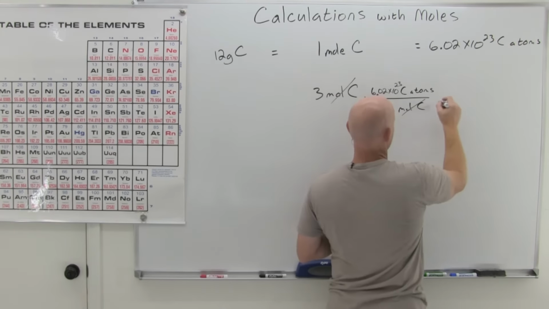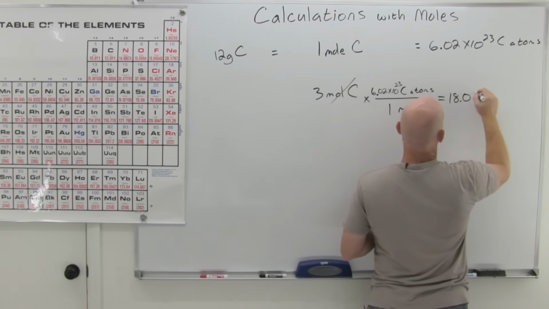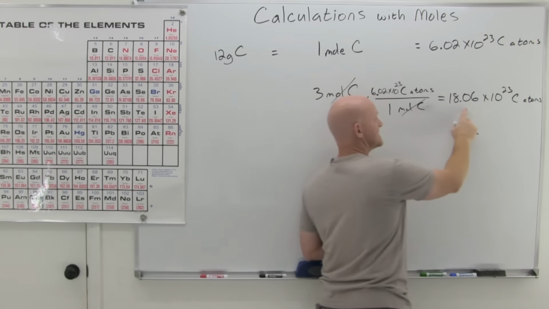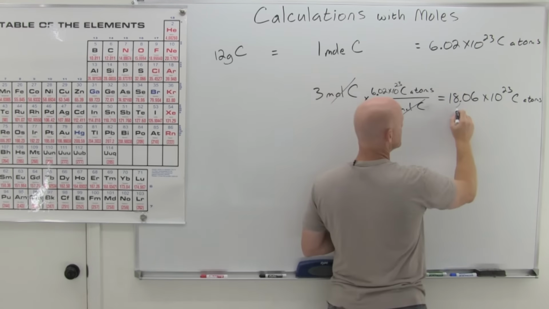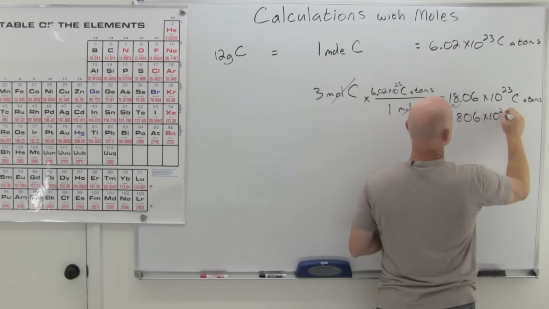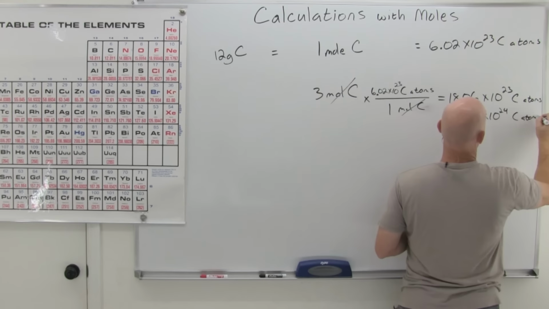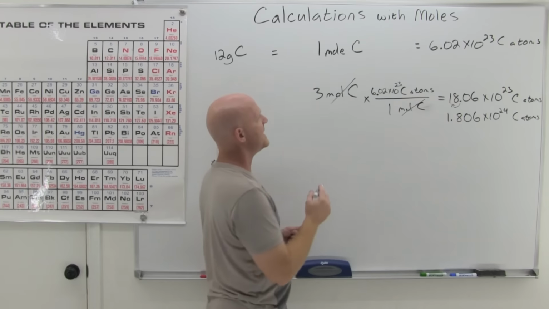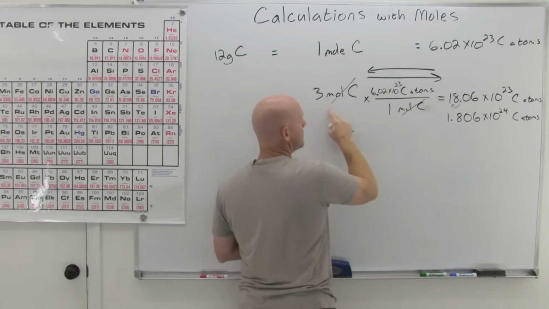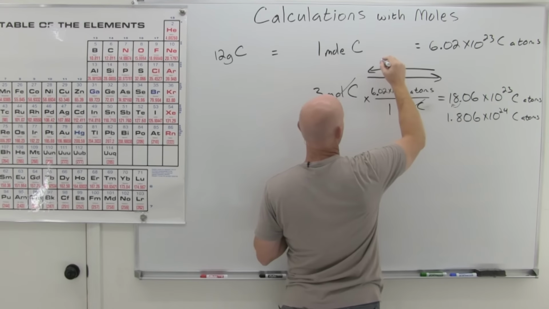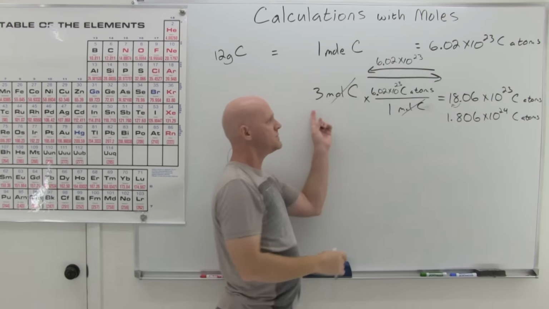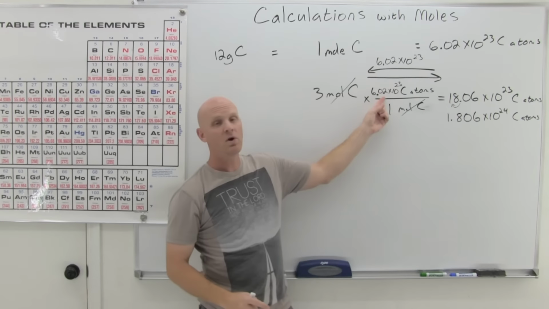And in this case, 3 times Avogadro's number is going to be 18.06 times 10 to the 23rd carbon atoms. That is definitely not proper scientific notation, so we'll move that back over 1 spot, but allow us to do the math in our head, and 1.806 times 10 to the 24th carbon atoms. And so we have this connection now between moles and the number of atoms or molecules, and that connection is always going to be through Avogadro's number. And again, if you're going from moles to atoms or molecules, we ended up multiplying by Avogadro's number.